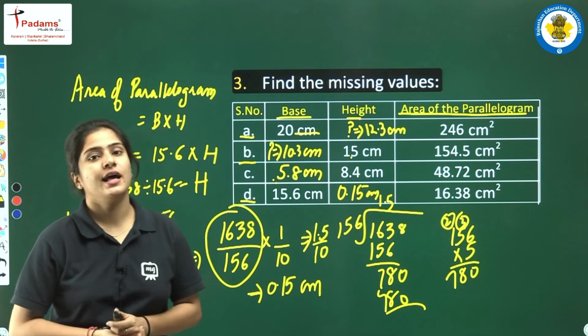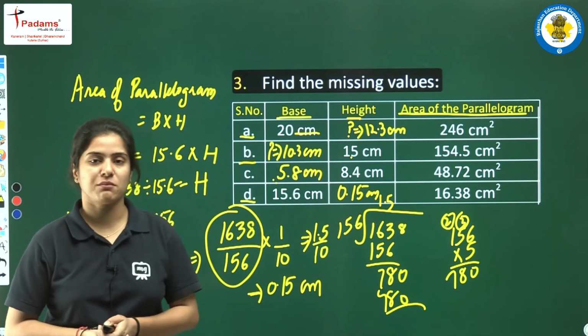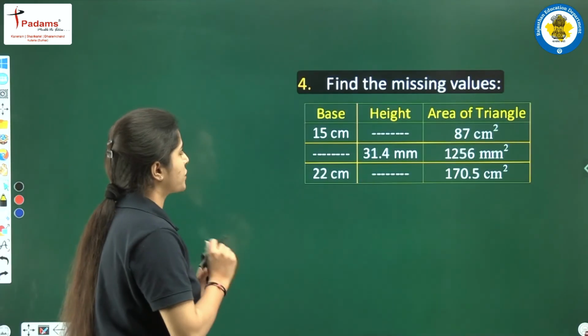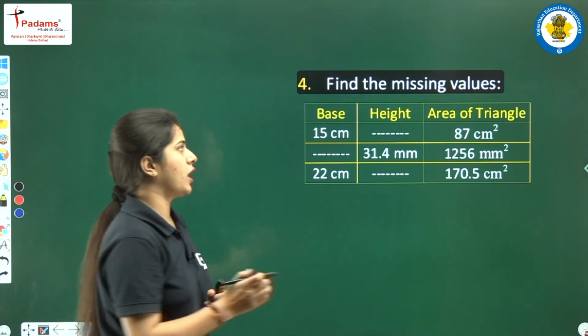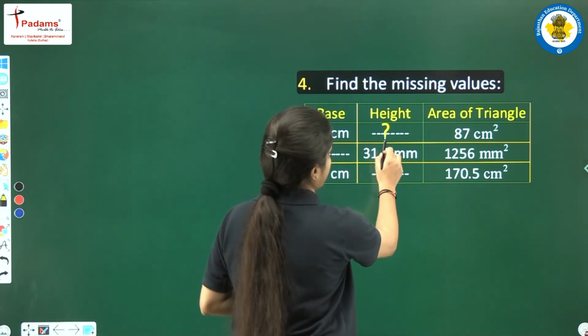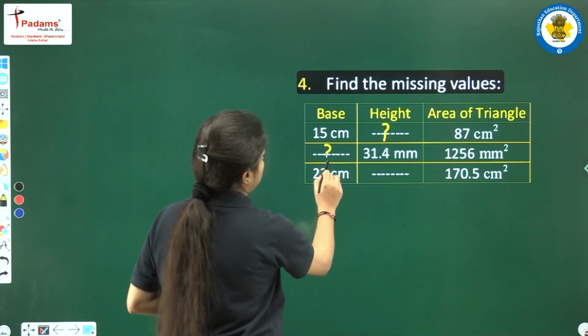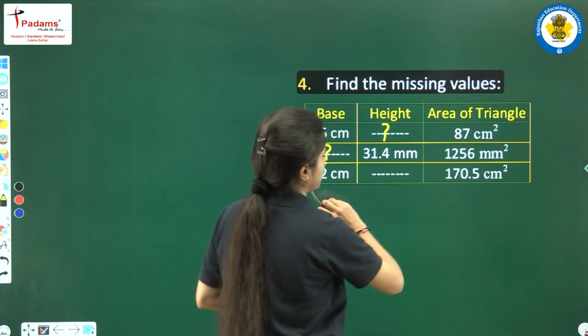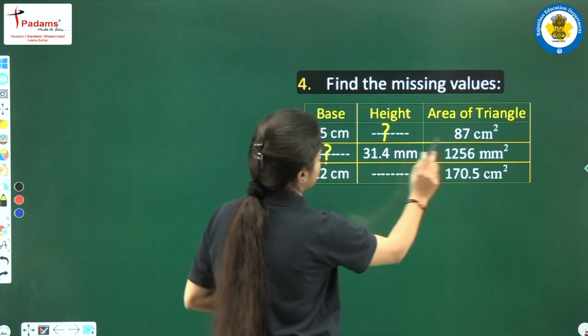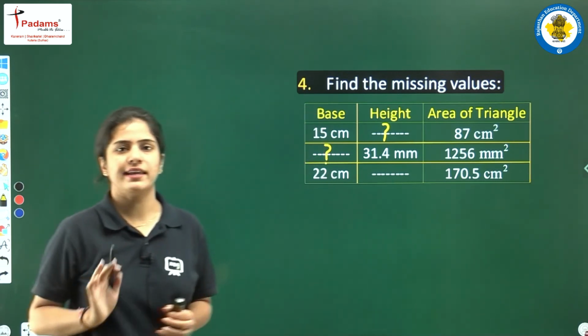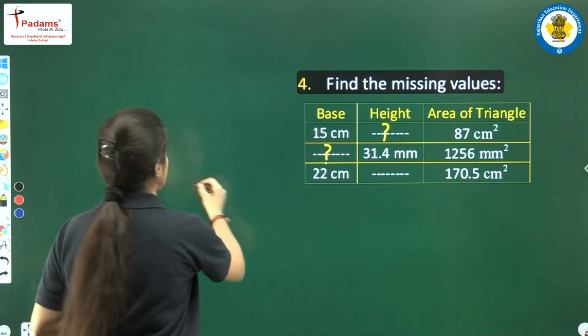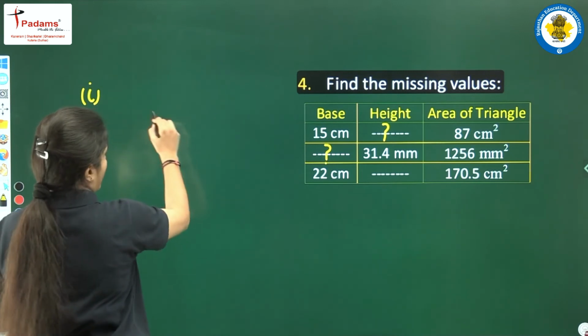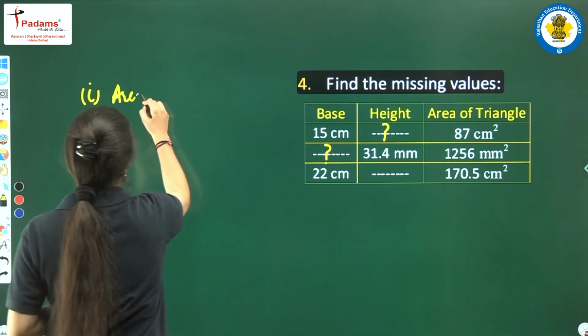All right students, looking at the next question, that is question number 4. Fourth question students, find the missing values. तो हमें यहाँ पे बेस पता है, हाइट नहीं पता, एरिया पता है. बेस नहीं पता, हाइट पता है, एरिया पता है. बेस पता है, हाइट नहीं पता, एरिया पता है. तो हमें मिसिंग वैल्यूज को फाइंड करना है. सो फर्स्टली स्टूडेंट्स, फर्स्ट पार्ट क्या है, वी नो एरिया ऑफ ट्राइंगल.